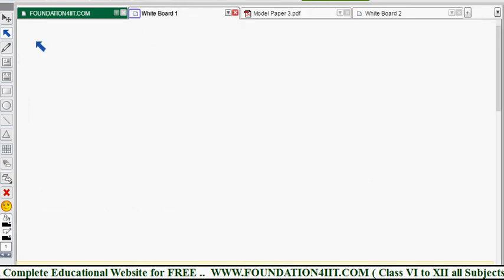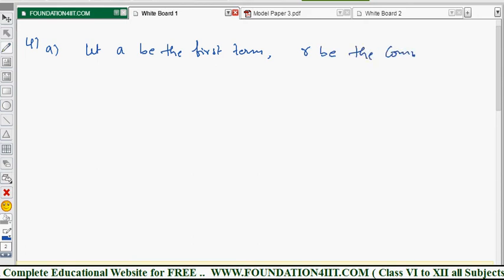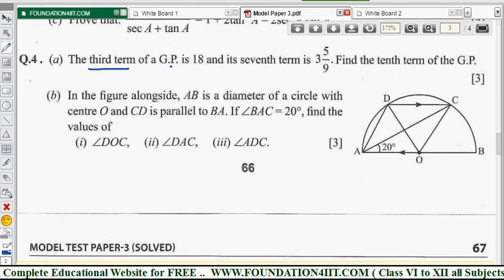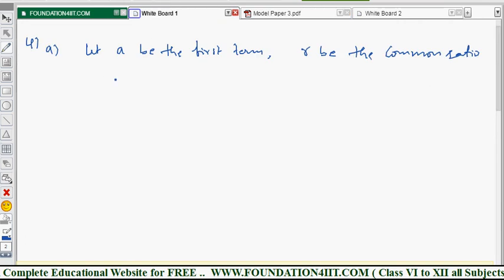So when you take this question, first, let A be the first term and R be the common ratio. Let's take A and R. So this is a common ratio. Now according to the given data, the third term of GP is 18 and seventh term is 35 by 9. Third term, so A3 is equal to 18.